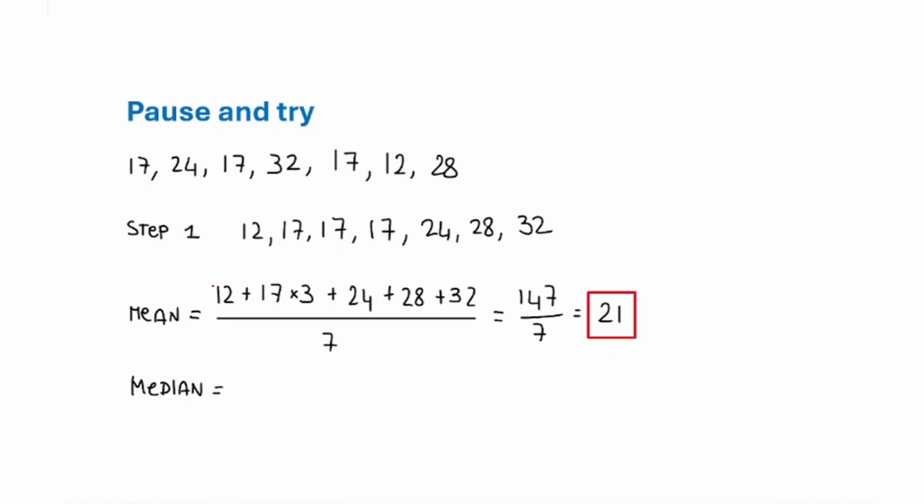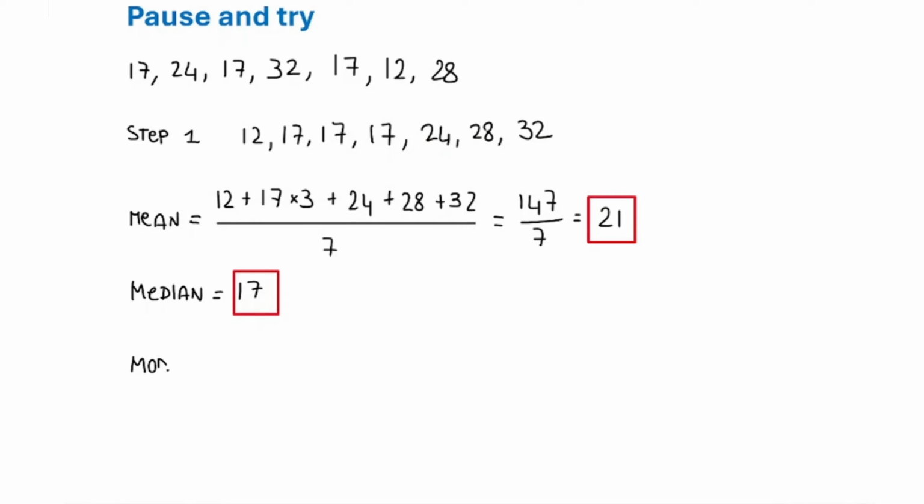Median. We eliminate values in pairs until one value is left. That value is 17. Mode. 17 appears most often, so the mode is 17. Range. 32 minus 12 gives 20.